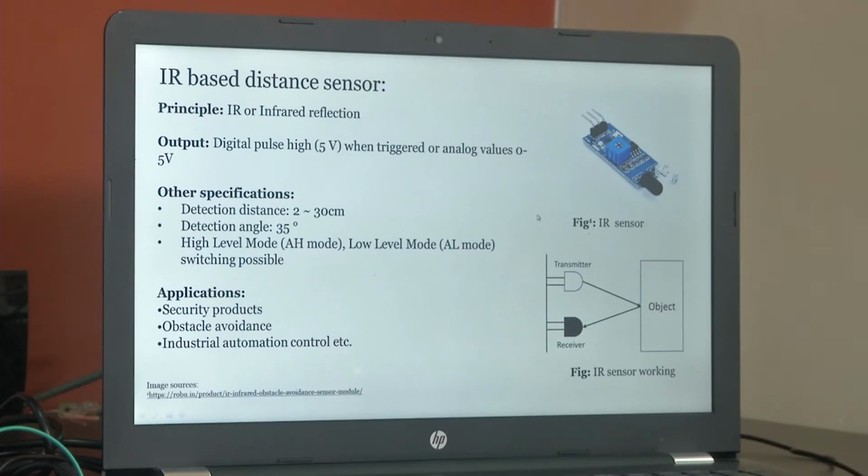So in the active mode, when there is no reflection, you will be getting a high output, and in passive mode, when you get reflection only, you will be receiving a high output. Okay. This can be used for different applications.